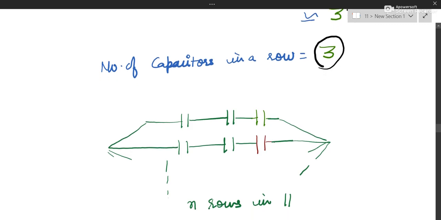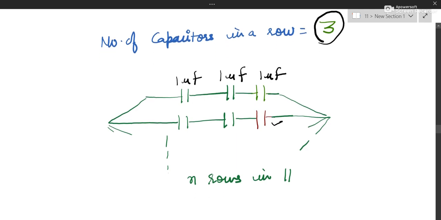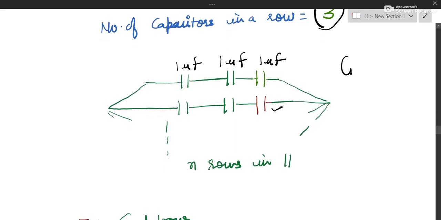Okay, so in one row you can see I have employed C3 capacitor, each of 1 microfarad, because these are only available to him. Now you can mix how many rows, so that net capacitance, as they said in the beginning of the question, is 2 microfarad. How many capacitors to be used? So this is my one row arrangement. I know that 3 can be used, so there can be n rows. I have used n such rows and connected in parallel.